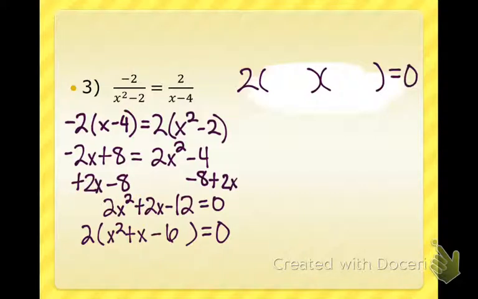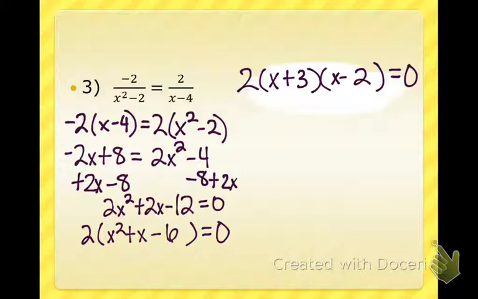What is it? x plus 3, x minus 2. Okay, x plus 3, x minus 2. If you put the minus 2 in the front and the plus 3 in the back, that's fine. What happens to the 2 that's out in front? It kind of cancels out.